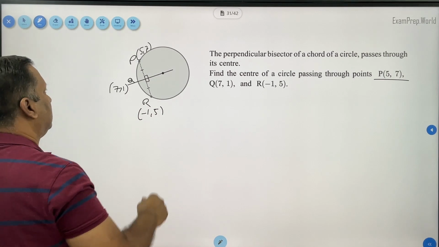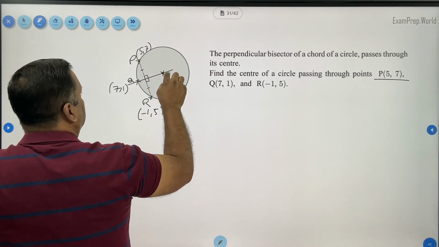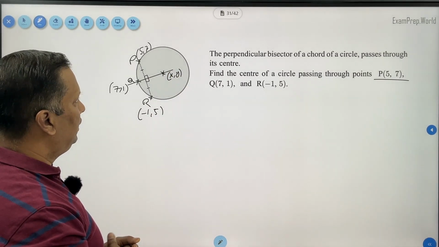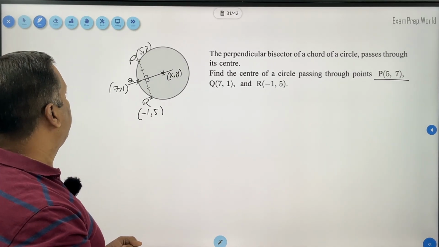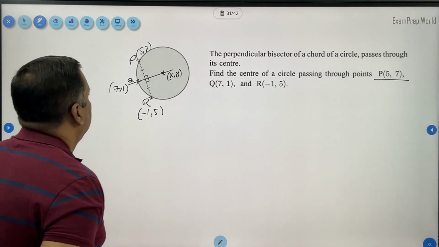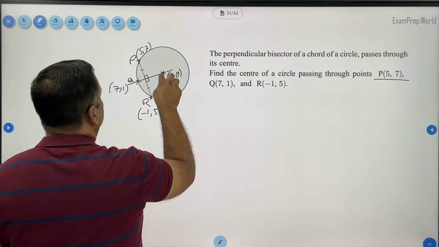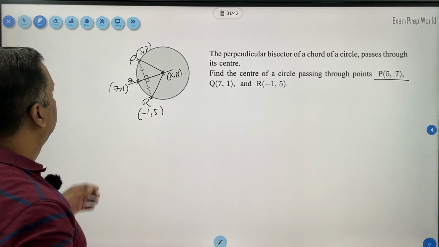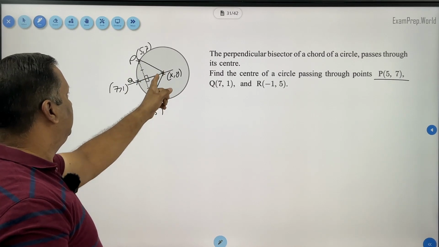we have to find the center. This point we know, this point we know, this point we know. This is, let it be x, y. We have to find the center. How we can find the center in this particular question? We know that radius will be equal. This one and this one, they all will be equal. So we can get one equation here and one equation here.